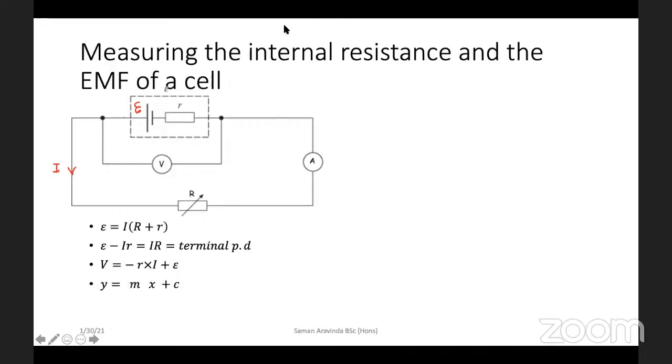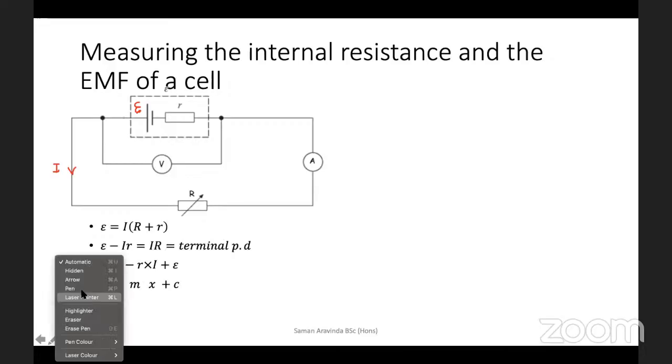Then why don't you connect the voltmeter across the particular part? Say I need to have the potential difference across the terminal. So if I have a small resistance here, I would not measure the terminal potential difference. It will include the emitter.